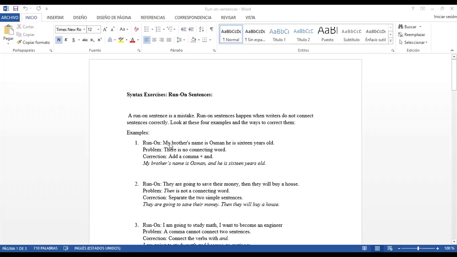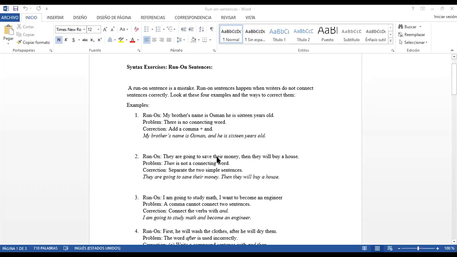So for example, my brother name is Osman, he's 16 years old. Or sometimes you just write a comma. You separate everything with a comma, which is not correct either. So my brother's name is Osman, comma, and he is 16 years old. Then they are going to save their money, then they will buy a house. No, then is not the connecting word here. So we don't need then.